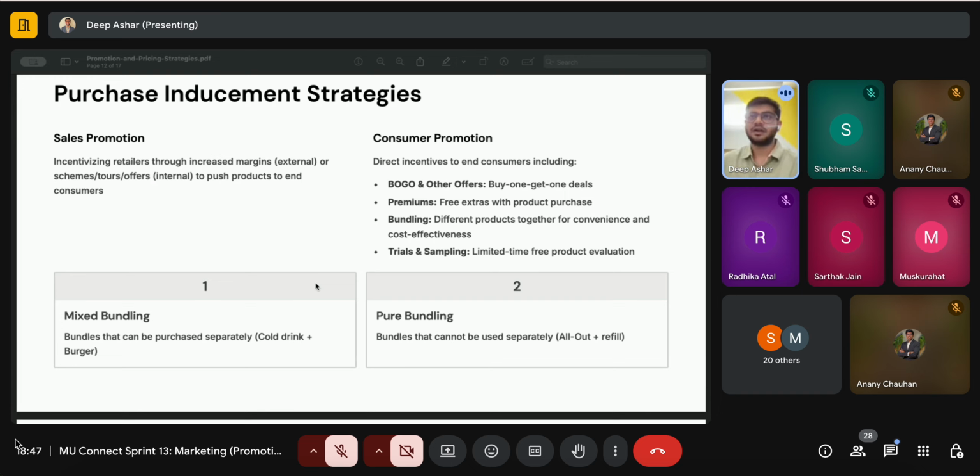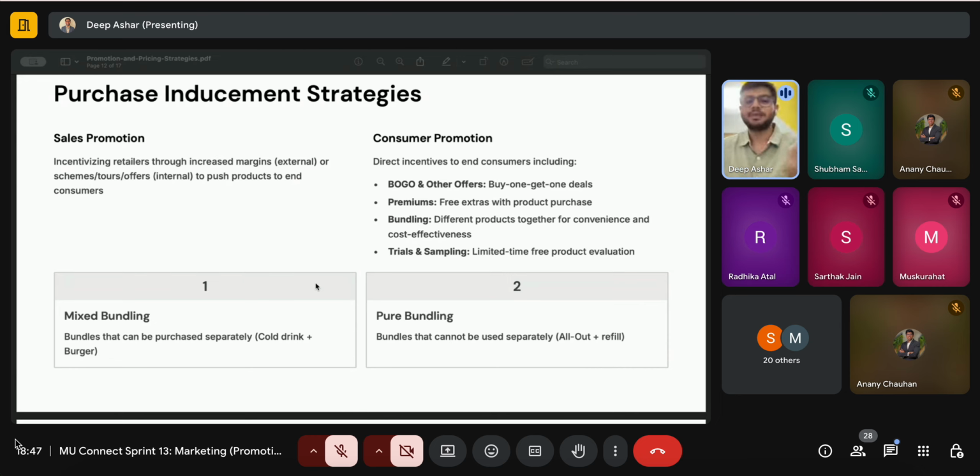Mixed bundling is where these are two different products which can be had separately, which can be consumed separately. For example, a cold drink and a burger, they can stand independent as well, but they go well together. That's known as mixed bundling. Whereas pure bundling is where without A, B cannot exist.